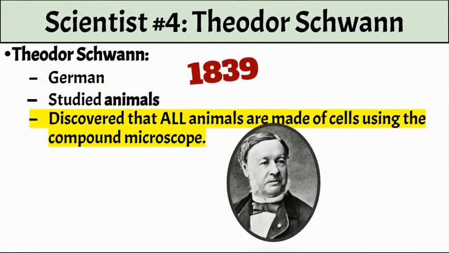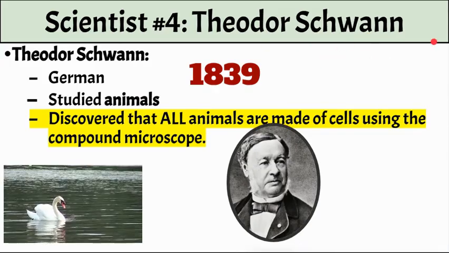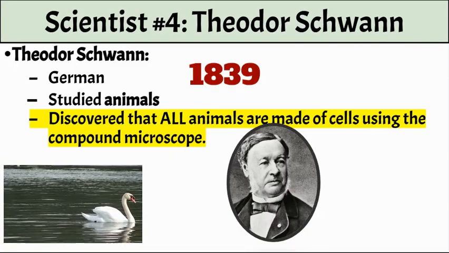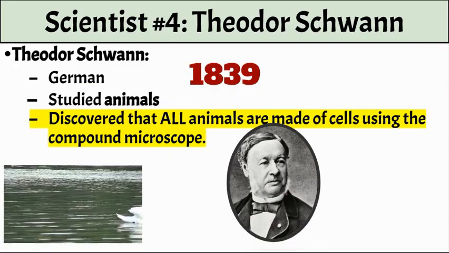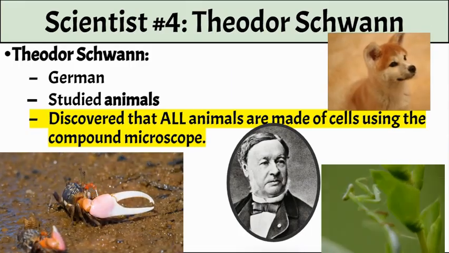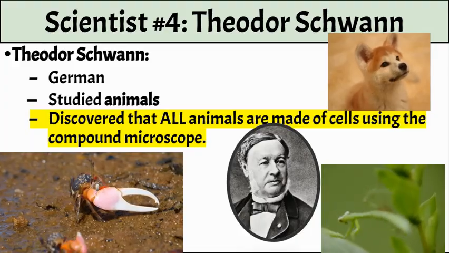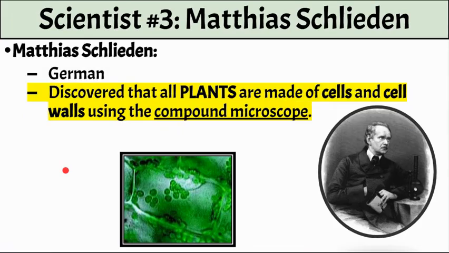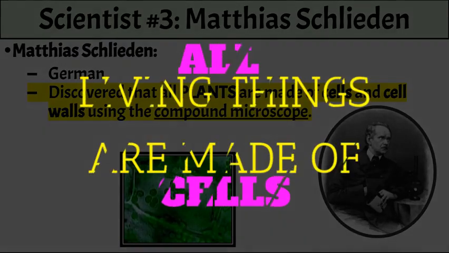He lived right around the same time. This guy, Theodor Schwann, he studied animals. So I remember Schwann studied animals because Schwann sounds like swan. After lots and lots of observations, he decided that all animals are made of cells, also using a compound microscope. So here are some pictures of the different kinds of cells that are inside of animals. So you put Schwann together with Schleiden, you get part of the cell theory, that all living things are made of cells.